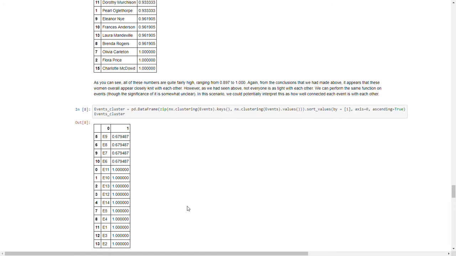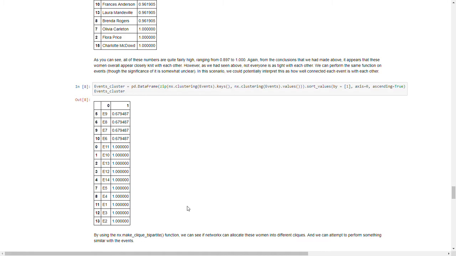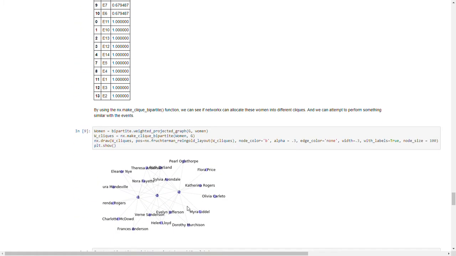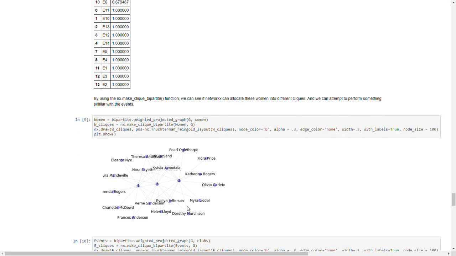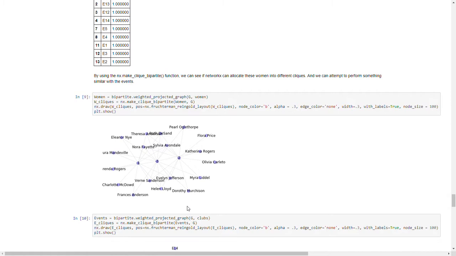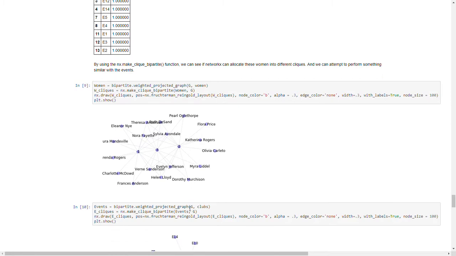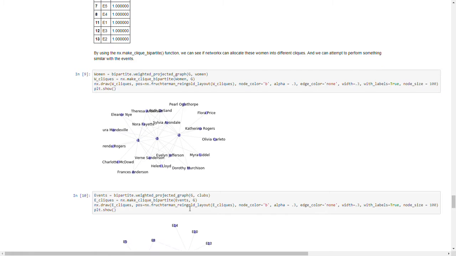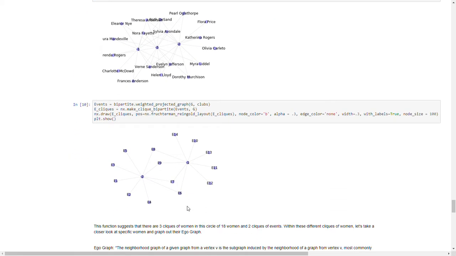If we look at events, we also see some interesting clustering here. Now if we were to graph out the women in the events, we see three clusters, these three cliques being created. Again, without the type of events, we're limited in the information we can pull from this, but it does appear that you can form about three cliques with the women. Also in the events, we see two cliques that stand out, and then we also see these spanner events.